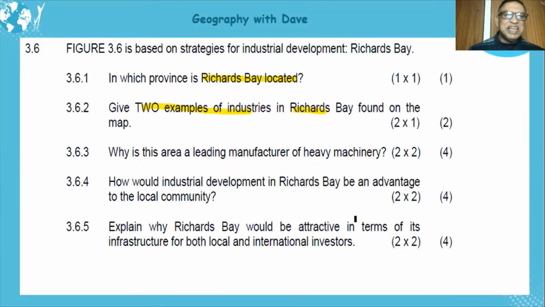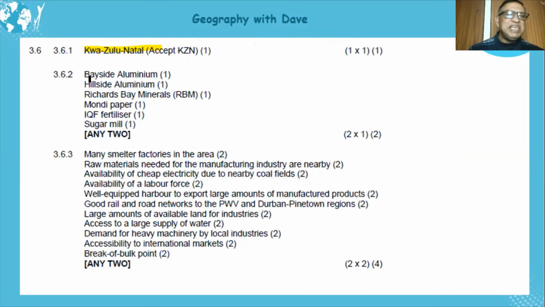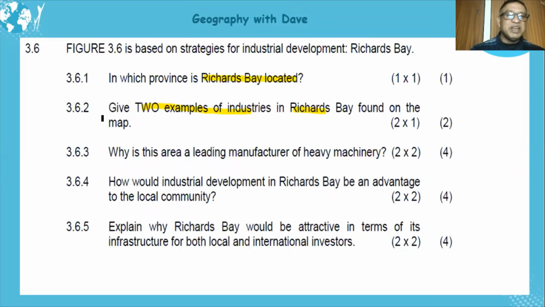So can you see it? And there we go again. Bayside aluminium, Hillside aluminium, all right, Richards Bay Minerals, okay, Mondi paper, taken straight from there. And basically you can see where it's along the Indian Ocean. So 3 marks are basically giveaways if you apply yourself properly. All right, let's go to the next one.